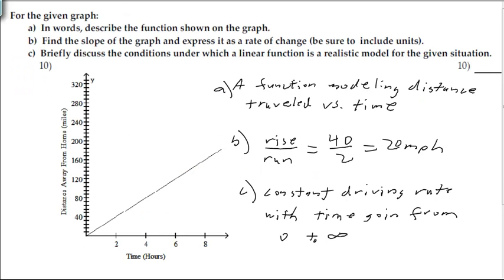And on this one, describe the function in words. That's essentially, the longer I drive, the farther I go, almost the same thing. The slope is rise over run. So this one looks like it goes up 40 over 2, which is 20. So 20 miles per hour is our slope. That's the rate at which the vehicle's moving, and they're constantly driving at 20 miles per hour. That's why it's linear. And it says when is it realistic, from 0. You can't have less than 0 time driving, up to however long they drive.